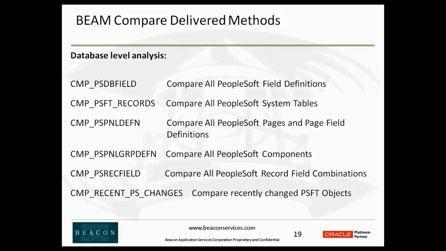We have a method for PSRECFIELD to compare your record field combinations, and then a very popular compare method is to compare all the objects that have changed recently, and the parameter you give us is number of days. We will compare all the objects that have changed in the last, say, 7 days and tell you if any of them are different. So these are the types of compares that we deliver.